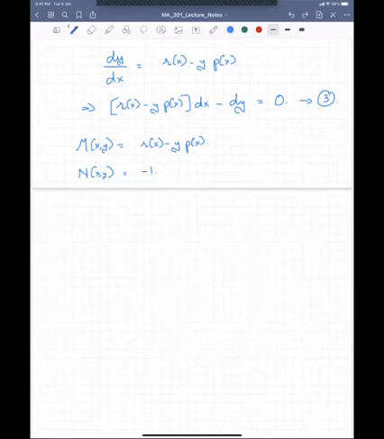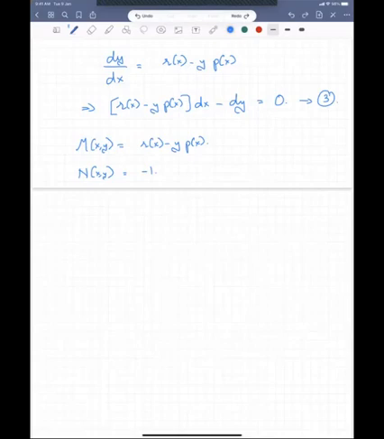So we take recourse to both theorem 1 and theorem 2 and see if either of those two cases apply. If either of those two cases apply, we can turn this into an exact differential equation and then go ahead and solve it the way we did it yesterday. So let us see if theorem 1 applies.